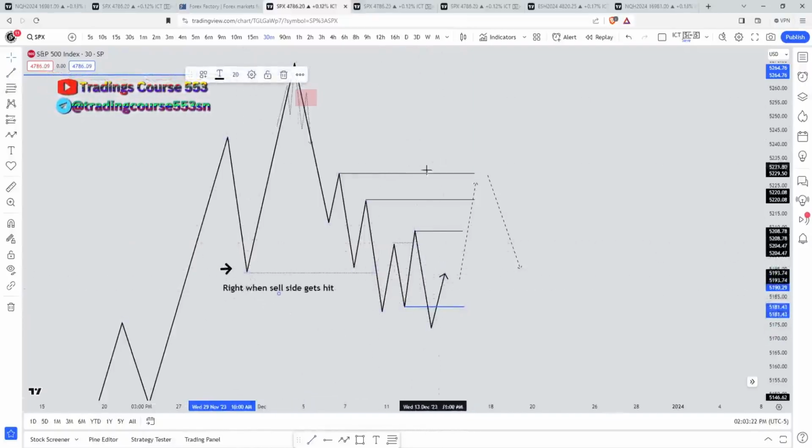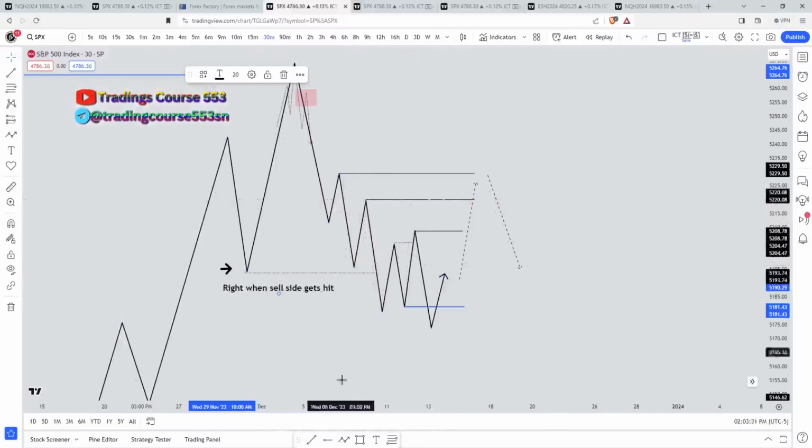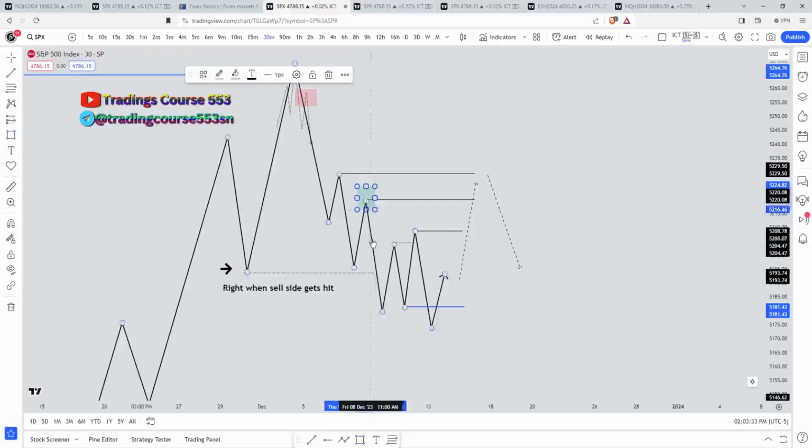Why? Because price has a tendency to return back to liquidity over here. So what can typically happen is price can take out sell side. I need to see it take out a level of buy side that price created up in here.